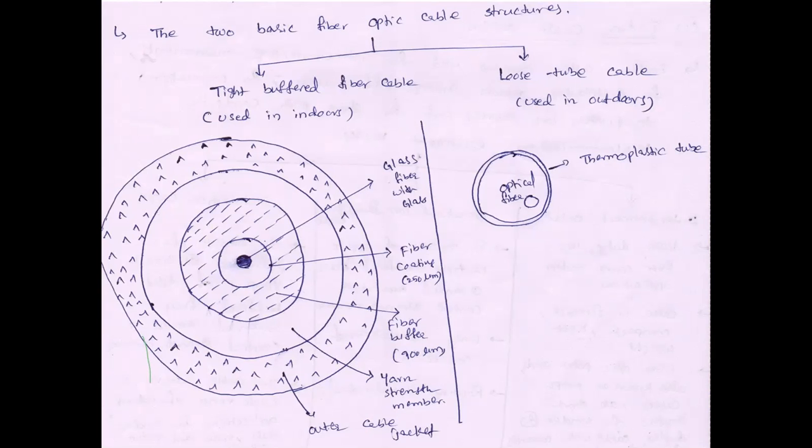Here, what is the difference between a tight buffered fiber cable and a loose tube cable? A tight buffered fiber cable is nothing but where we fix and tighten the bunch of optical fibers.